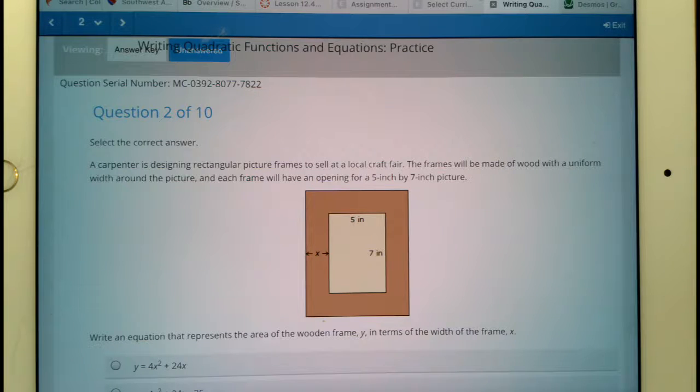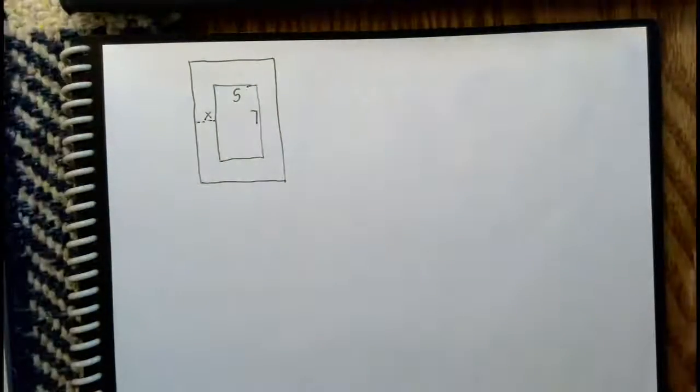So in other words, what we're doing here, before I pull the iPad away and work on paper, is we're trying to find the area of the darker color of this picture. It's the picture frame. The lighter color, where we see the 5 and the 7, that's the picture. We don't want to know that. So I have drawn a weak picture of the same thing here.